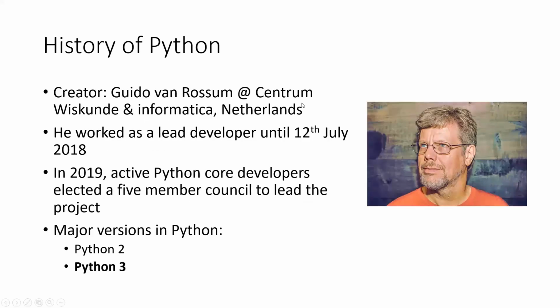So this guy, his name is Guido van Rossum. I'm not sure if I am pronouncing it correctly or not. He was working at Centrum Wiskunde & Informatica in the Netherlands, and he worked as a lead developer until 12th July 2018. And in 2019, active Python core developers elected a 5-member council to lead the project. Which means, unfortunately, Guido van Rossum had to come out of that particular group.